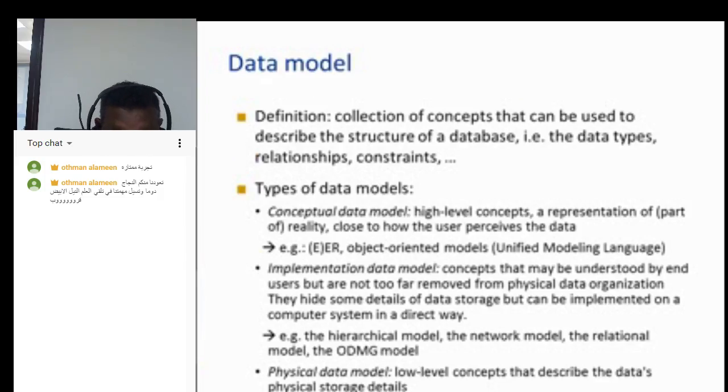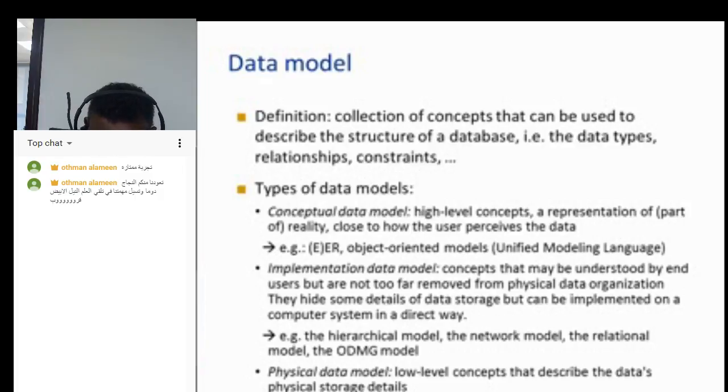Data models are very important in this course. Basically, in subsequent chapters, we're going to discuss different types of data models. And what's a data model? A data model is a collection of concepts that can be used to describe the structure of a database, the data types, relationships, and constraints.